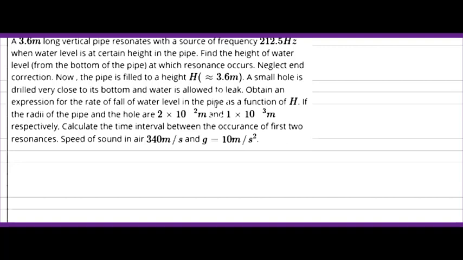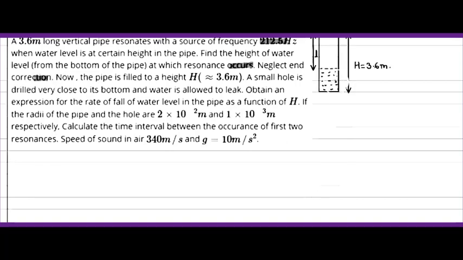Hello everyone, let us try to solve the given problem. The given problem simply states: a 3.6 meter long vertical pipe resonates with a source of frequency 212.5 Hz when the water level is at a certain height in the pipe. Find the height of the water level from the bottom of the pipe at which the resonance will occur. Now neglect end corrections. Let us first try to solve this first part.